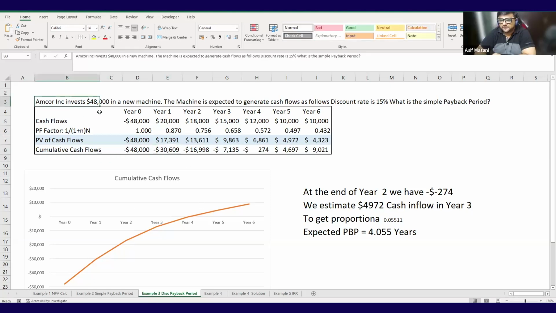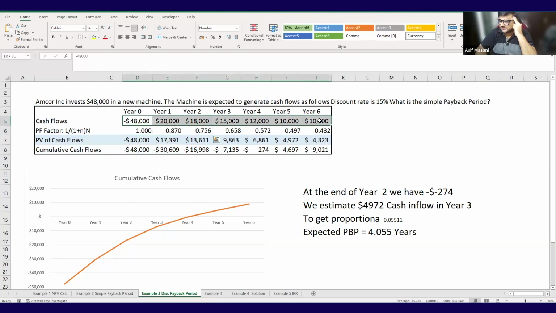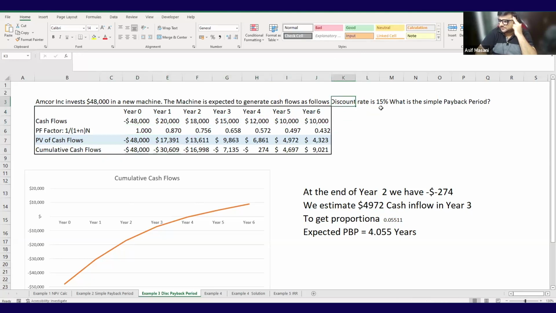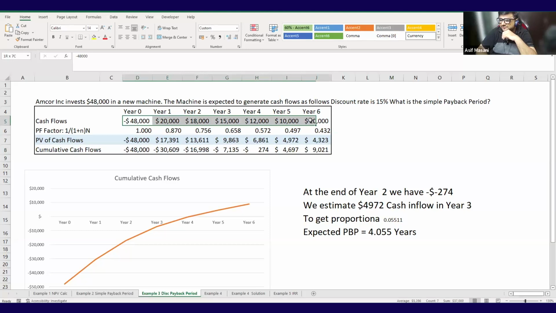So this is a company which invests 48,000 in a new machinery, and the machinery is expected to generate cash flows, which is given to you in this table. And the discount rate is 15%, and you have to calculate both the simple payback period and the discounted payback period. So how you usually do it is you first tabulate your cash inflows and cash outflows.